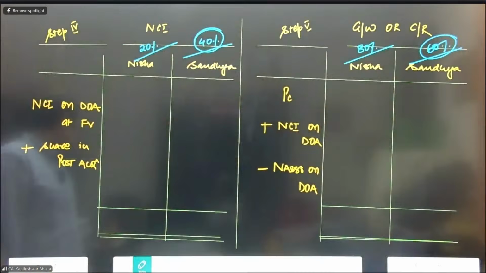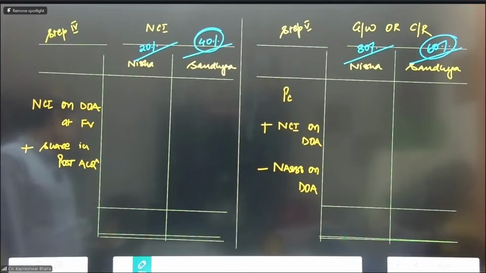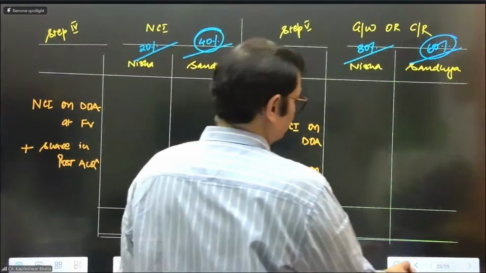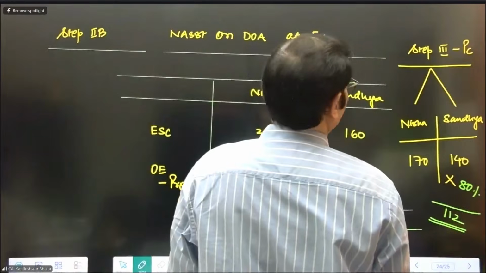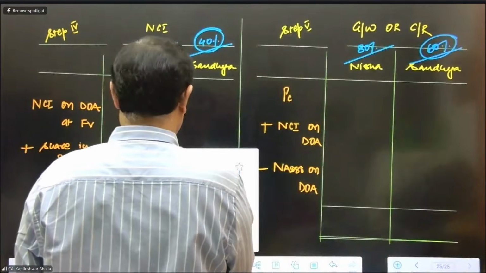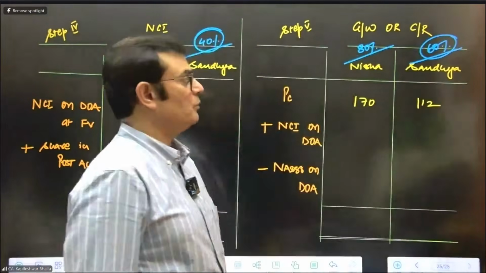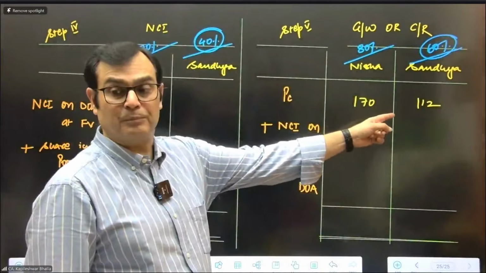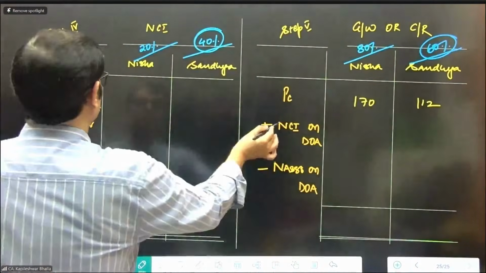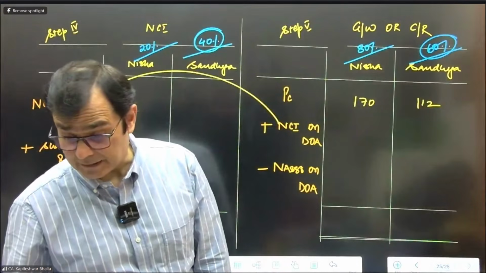Now let's proceed with the data. We're now going to pick up the information one by one in this area. So first of all, let's take the purchase consideration. The purchase consideration is 170 and this is 112, which you've already converted based on effective percentage. The NCI on the date of acquisition is going to be picked up from here. So let's consider the NCI calculations in this case.